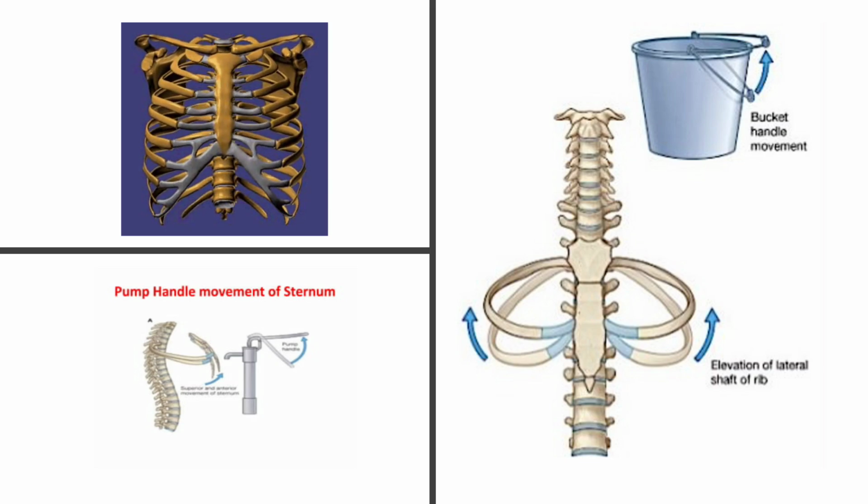So we can see that when the inspiratory muscles are contracting, when the diaphragm is contracting, the vertical and anteroposterior diameters are increased. When the external intercostal muscles are contracting, due to bucket handle movement, the transverse diameter is increased. Due to pump handle movement, the anteroposterior diameter is increased. As a result, we can say that there is an increase in the diameter of the thoracic cage.